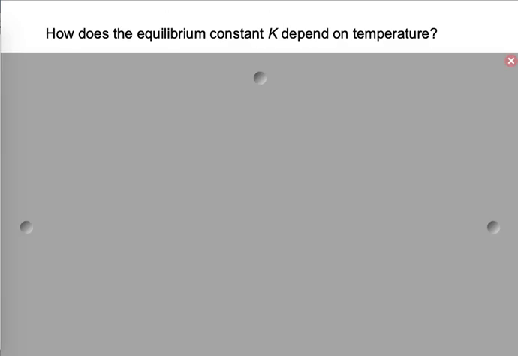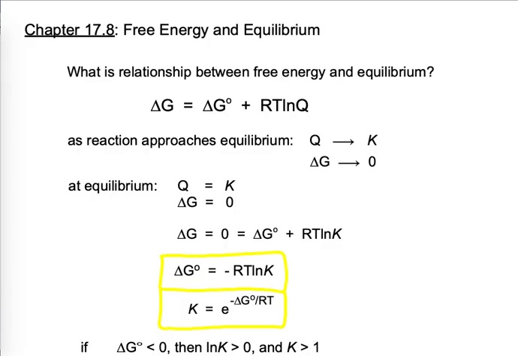So, how exactly does the equilibrium constant depend upon temperature? Well, you might be tempted to say, oh, there it is right there. K equals e to the negative delta G naught over RT. But remember, delta G naught is a function of temperature as well. Okay, so we have to take that into consideration.